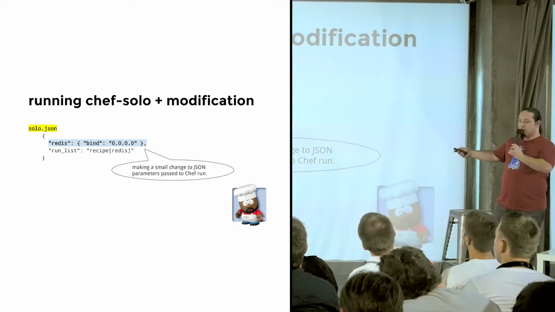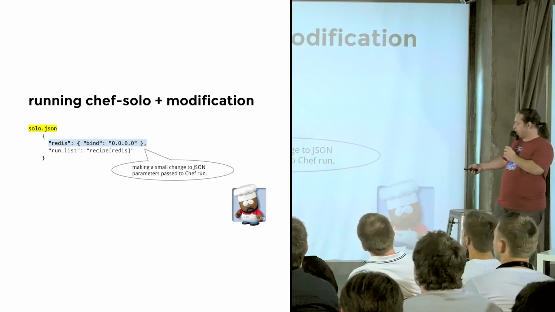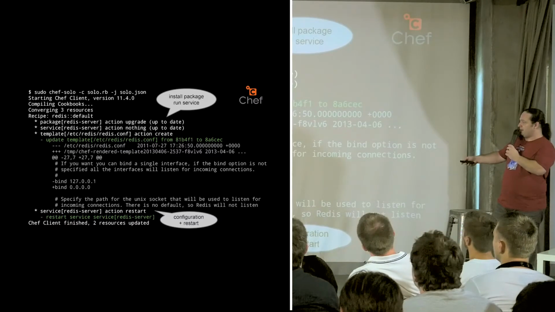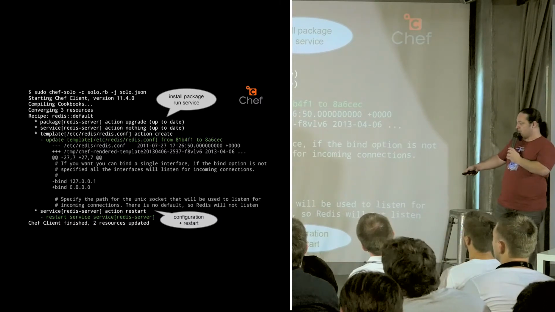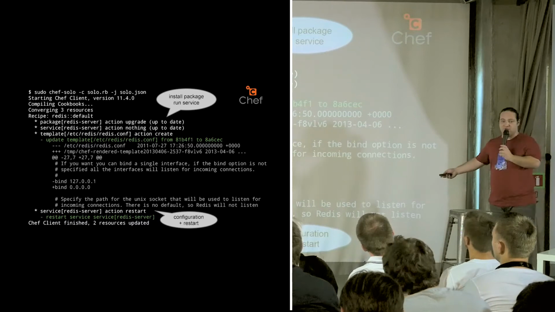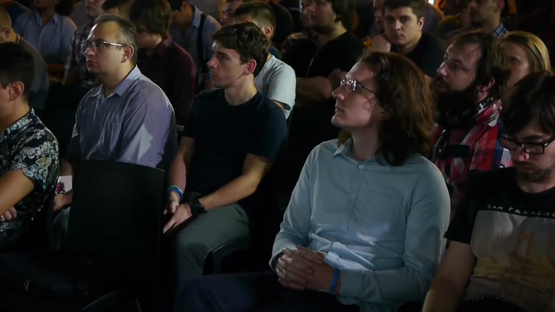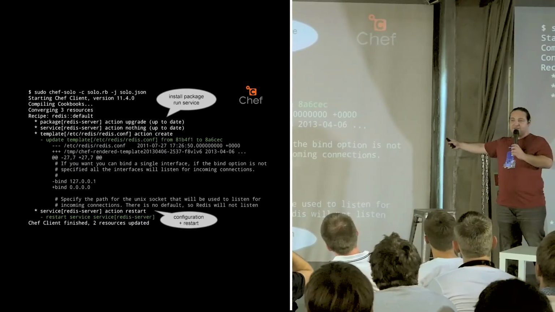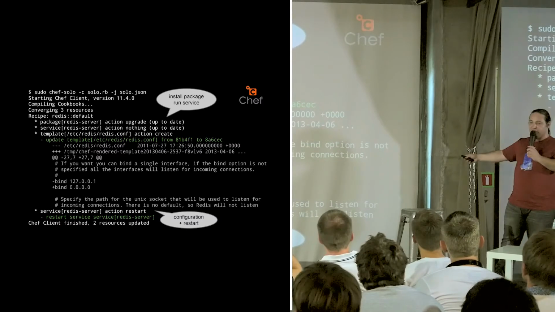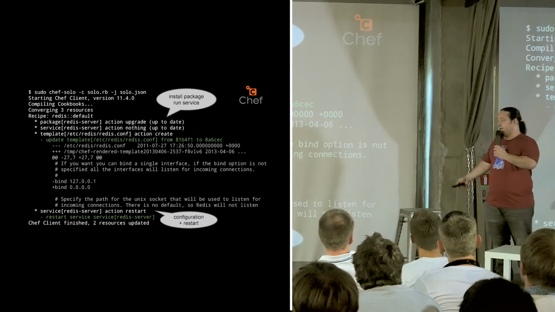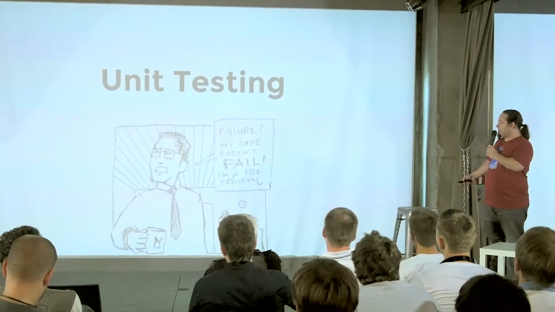And then when I change something in the attribute file, I run it again. It changes the configuration file for Redis, and it also restarts the service, which is again good because this is exactly what we wanted to do, and it's all automatic. Of course, here I only installed Redis, but this could install hundreds of things with thousands of configuration files. It doesn't really matter.